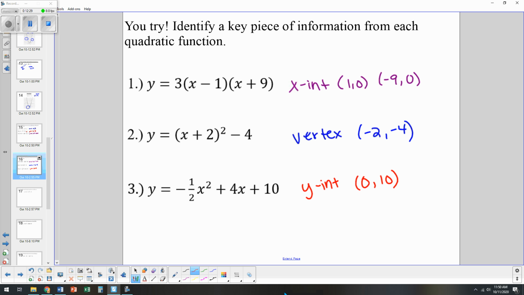Okay, so for the first one, we can identify the x-intercepts. For the second one, we can identify the vertex. And for the third, we can identify the y-intercept. I also said before we could tell if a graph opens up or down. So this one would have opened up because 3 is positive. This one would have opened up because the invisible 1 was positive. And this one would have opened down because it was negative.